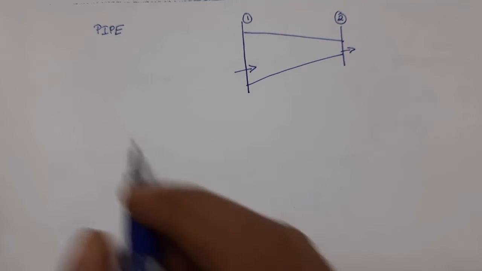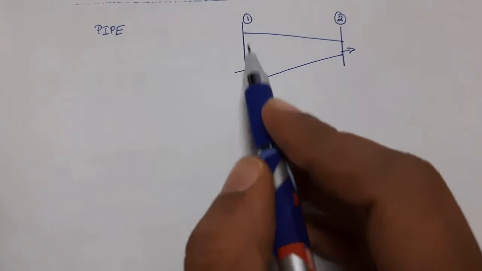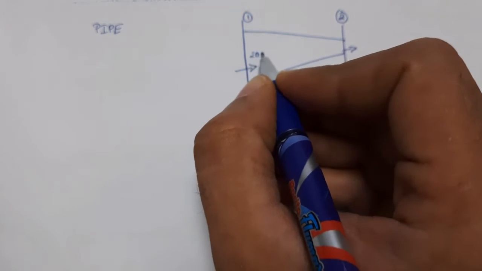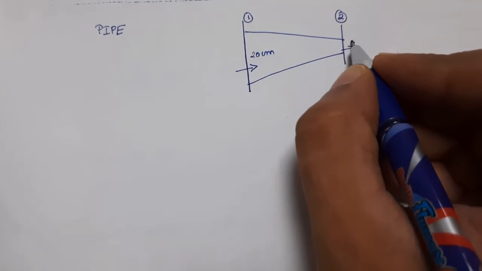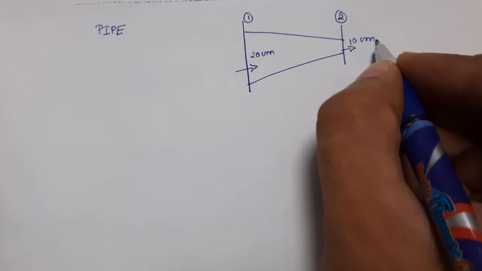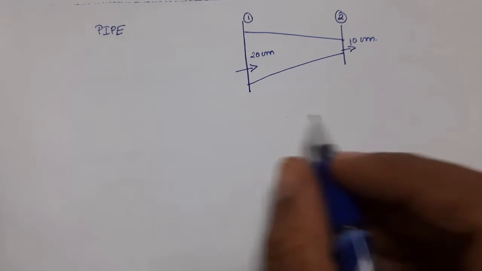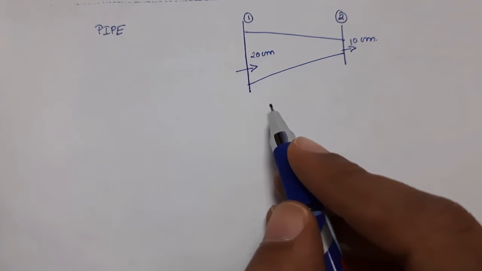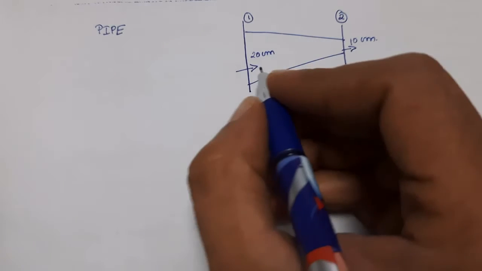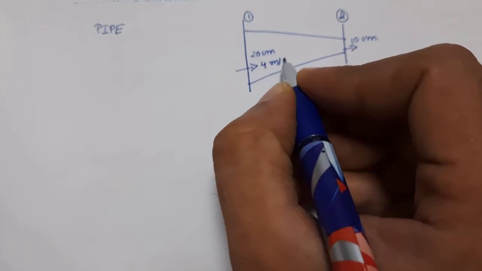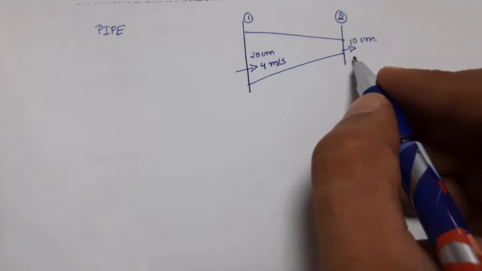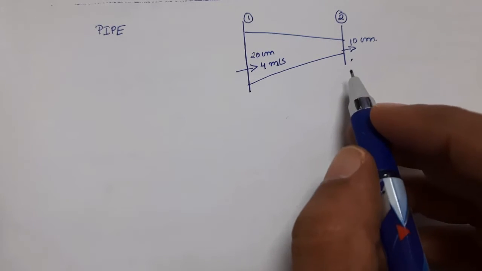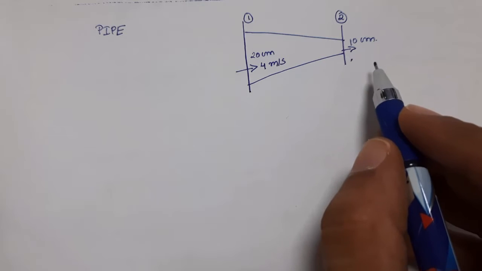In this problem, in a pipe where it has a section 1 and 2, the diameter of this section is 20 centimeter, the diameter of this section is 10 centimeter. Okay, so the water is flowing in this pipe, and the velocity at section 1 is 4 meter per second. Now I have to find the velocity at section 2, and the head of the section 1 and 2, as well as the rate of discharge.